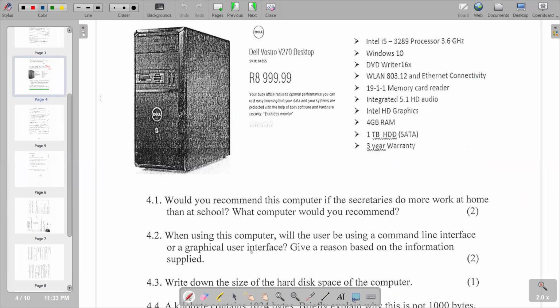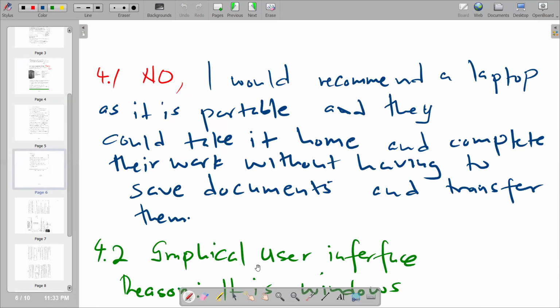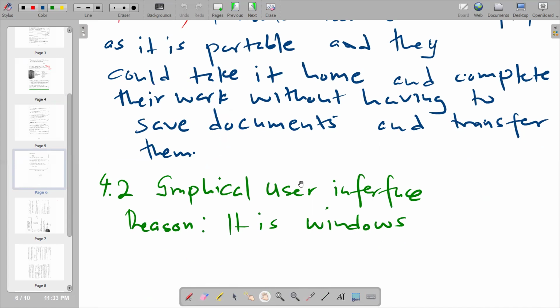When using this computer, will the user be using a command line interface on information supplied? So you see that this is a Windows, as indicated here. So obviously, the correct response is going to be graphical user interface, and the reason we are saying that is because it is a Windows. That is also what we have on our other section, as we are saying graphical user interface, and the reason is Windows. We know that a graphical user interface is a digital interface in which a user interacts with graphical components such as icons, buttons, and menus, which is applicable in this regard.